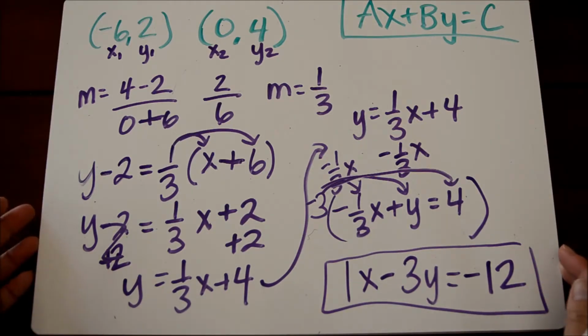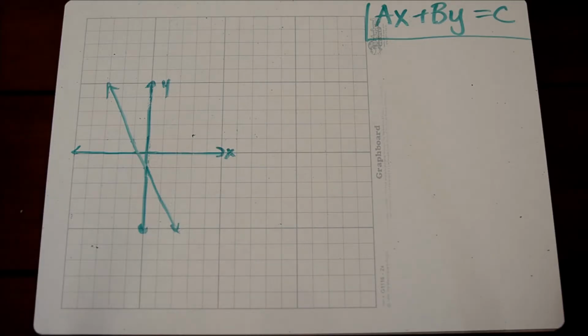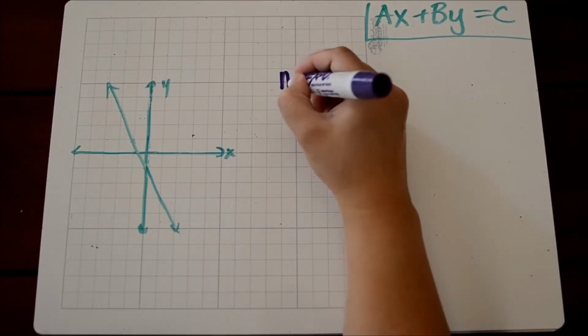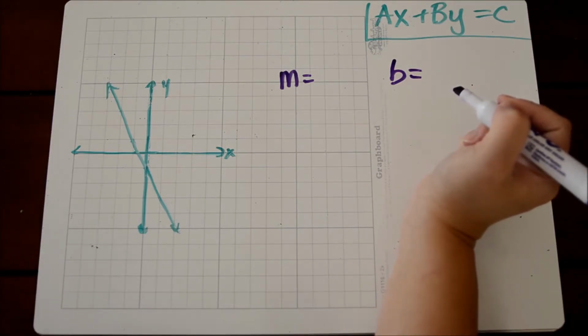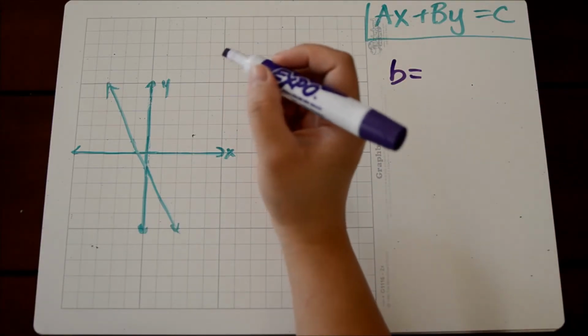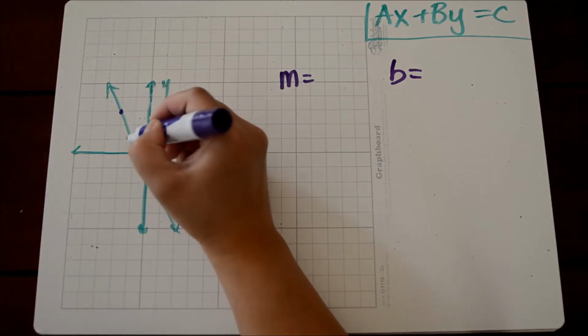Let's take a look at writing standard form from a graph. So here we have a graph, and when we look at this graph, we could determine two things right away. We could determine the slope and the y-intercept. To find the slope, we need to identify 2 points on our graph. So let's just choose these 2 points.